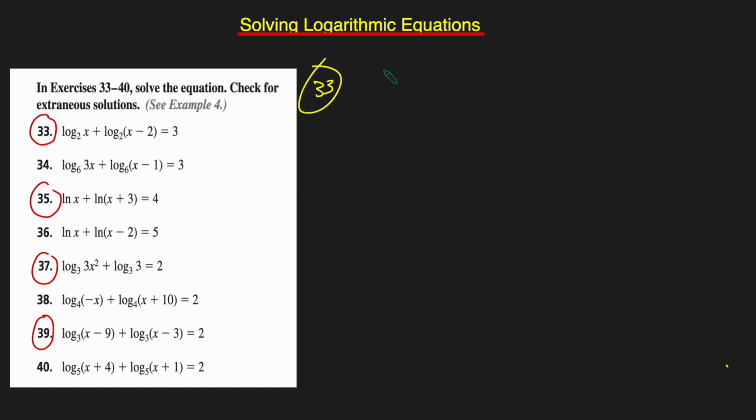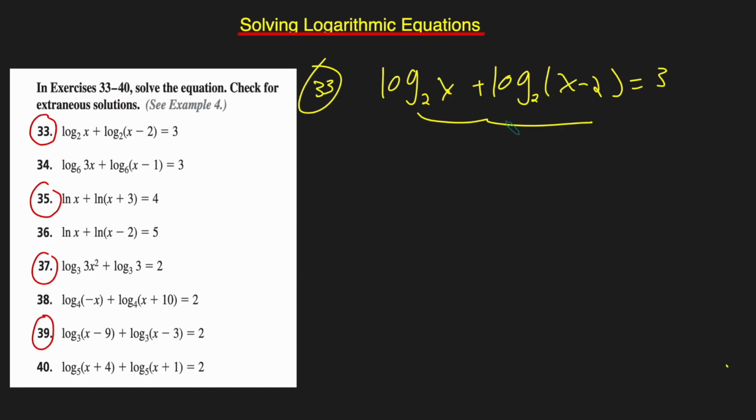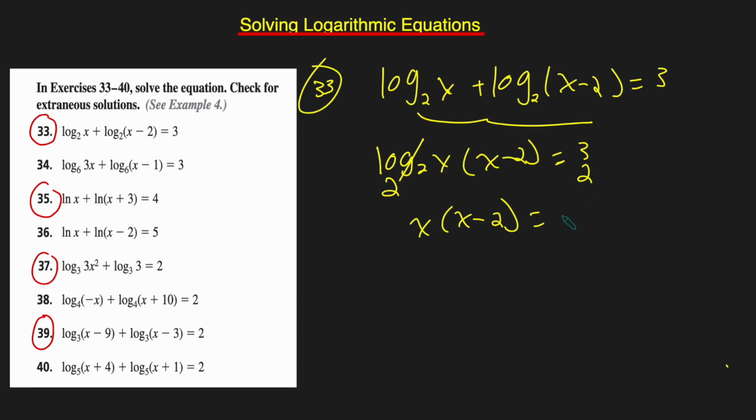We'll start. I have log base 2 of x plus log base 2 of x minus 2 equals 3. Since I have an addition here, I need to use the property of logarithms, which converts this to a multiplication. So this will be log base 2 of x times x minus 2 equals 3. Now I raise this to base 2, and this is to base 2, and I'm going to end up with x times x minus 2 equals 2 to the 3, which is 8.